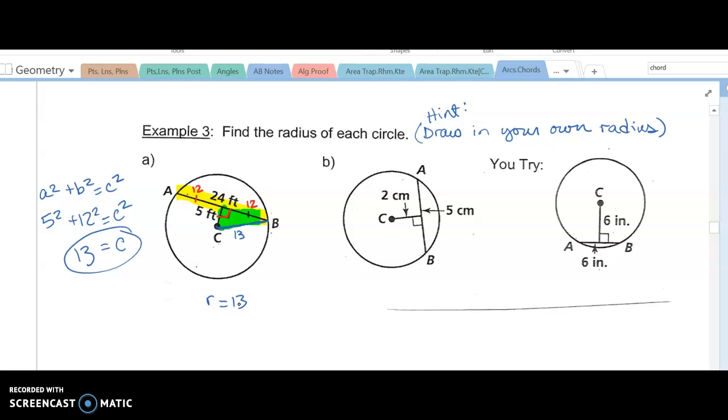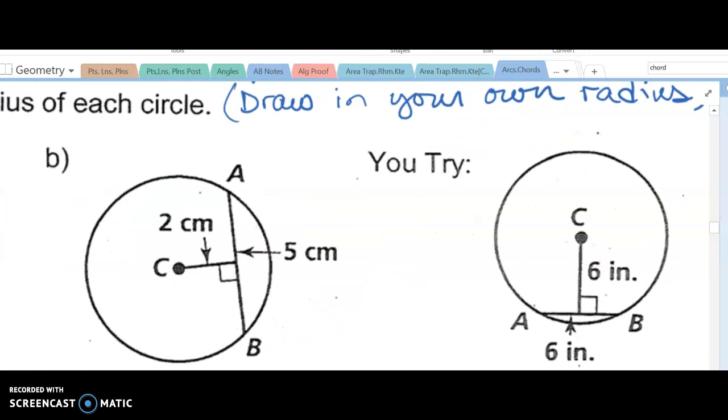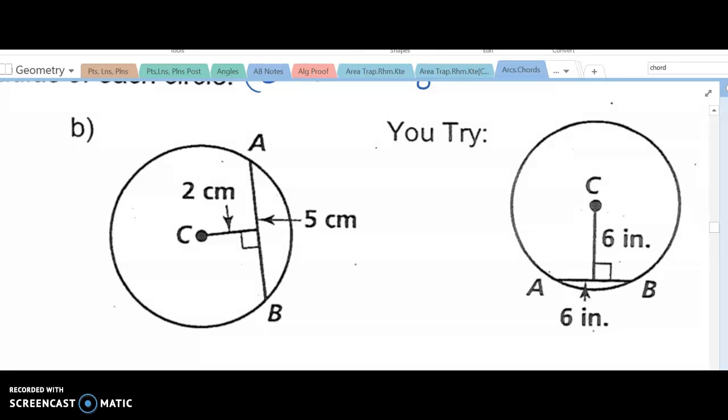All right, so same idea on part B. On this one, it appears that the whole diameter is 5. Again, because of this box, we know we can split up 5 into 2.5 and 2.5. Then what I have to do to find the radius is draw in my very own radius. You want to conveniently draw it in a place that closes off this right triangle so that I can use the Pythagorean theorem to find my hypotenuse.